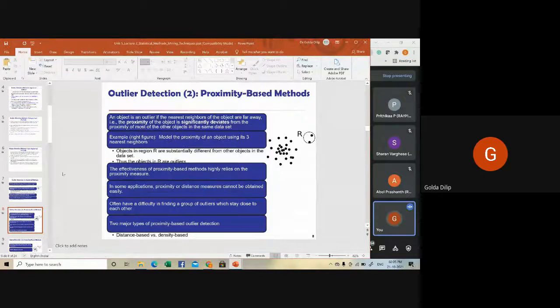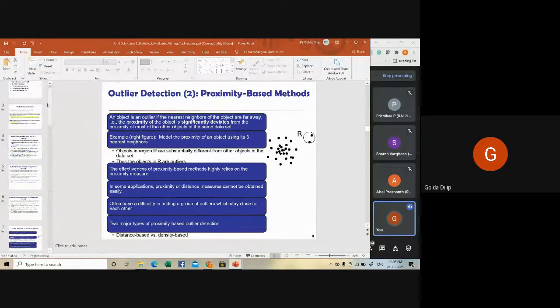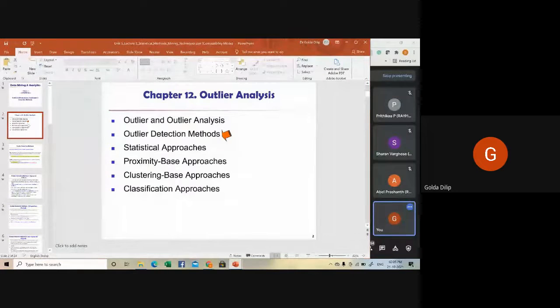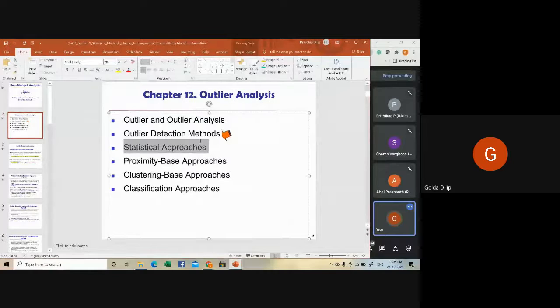So with that, I'm stopping for today. Next class we'll start with the statistical approach in detail. The statistical approach has to be dealt with in detail.